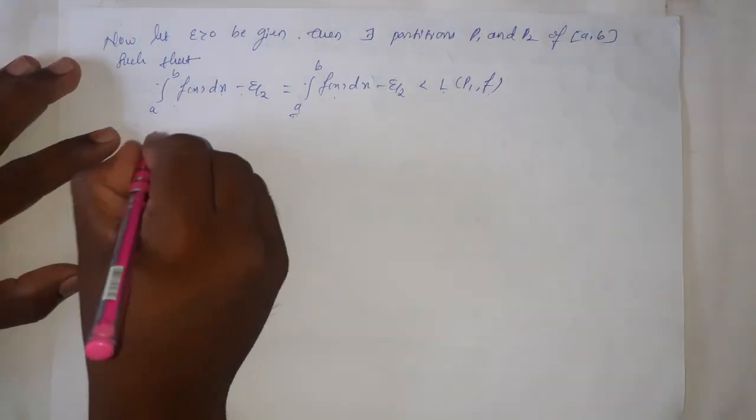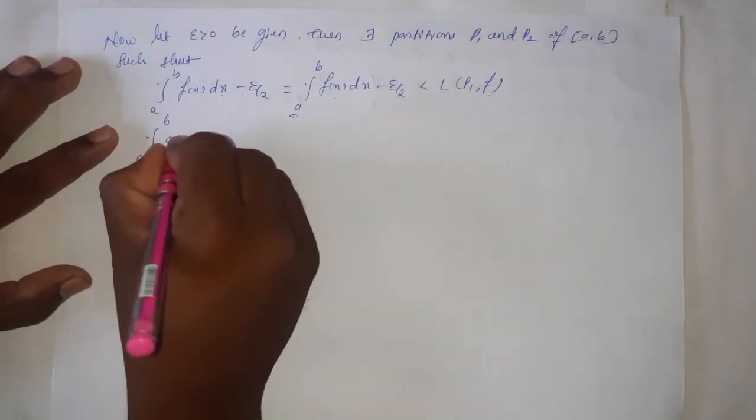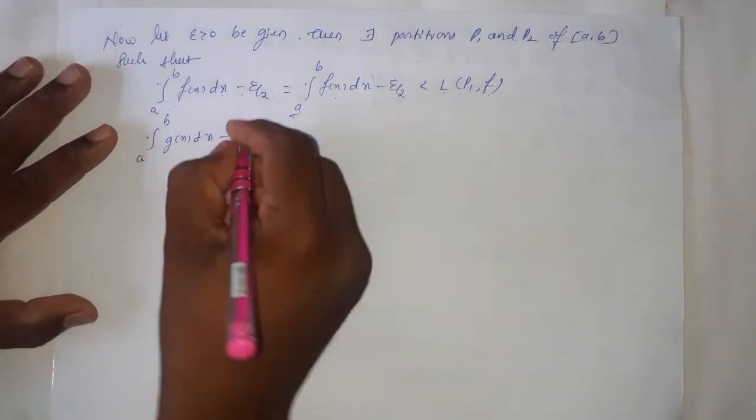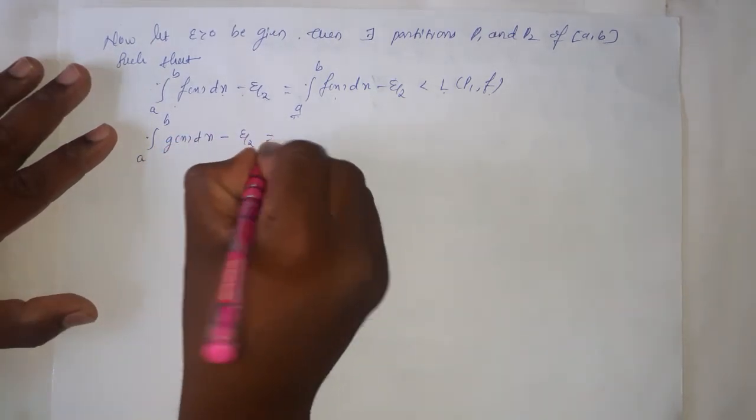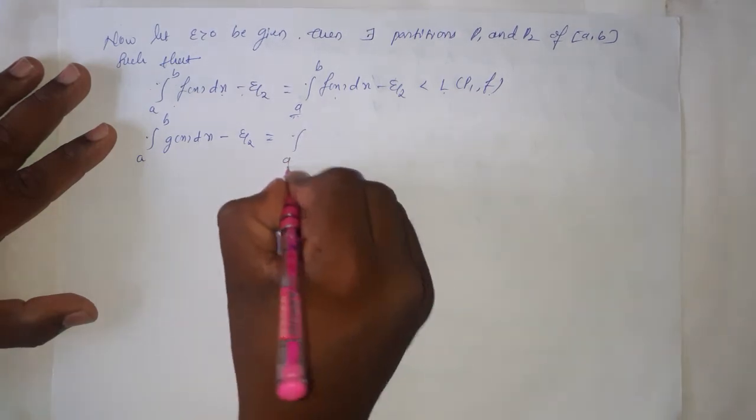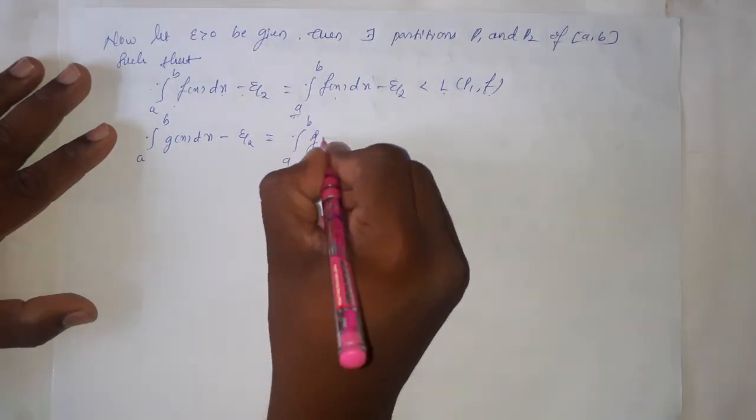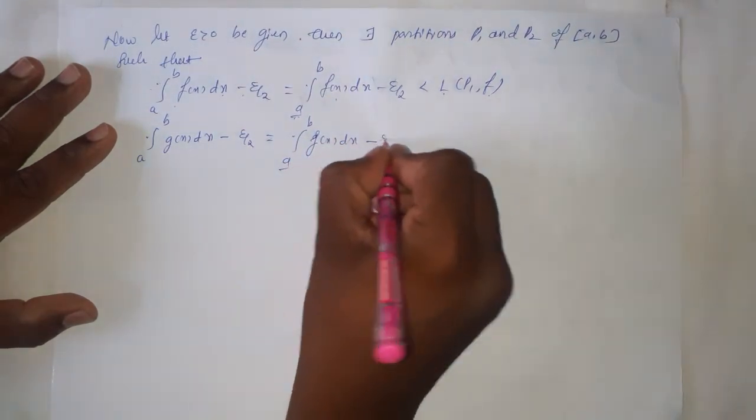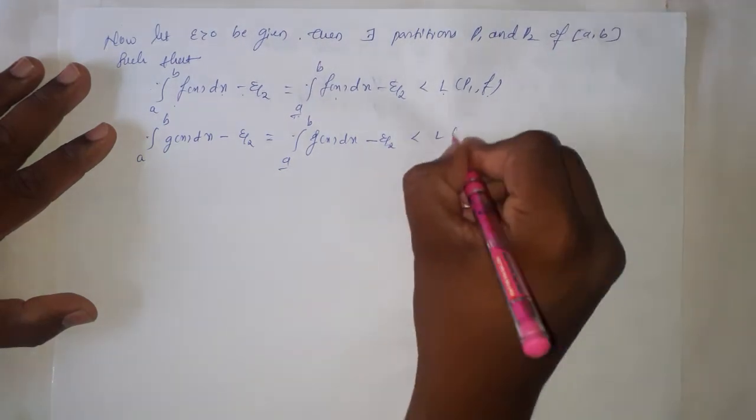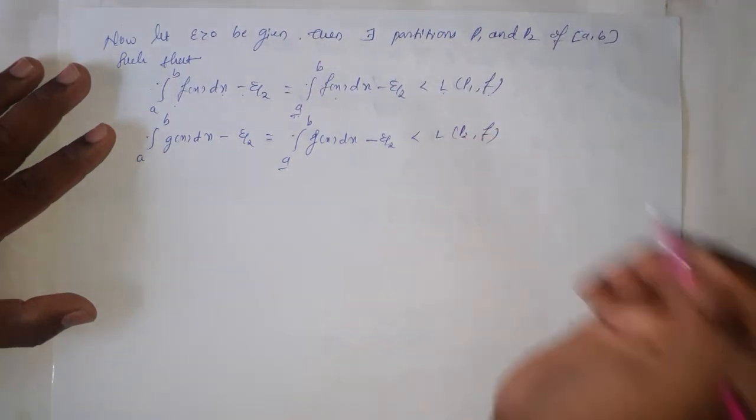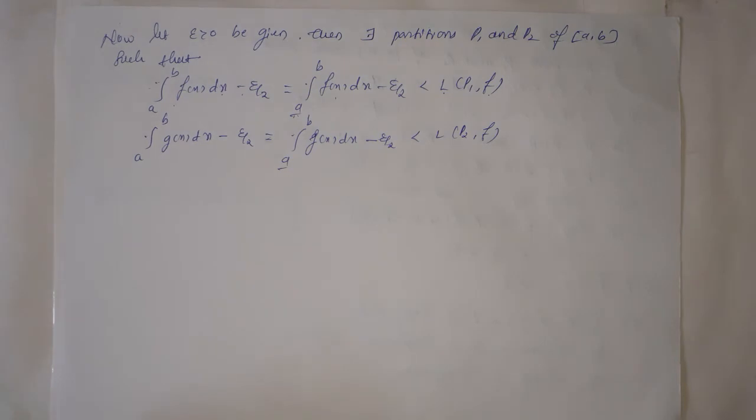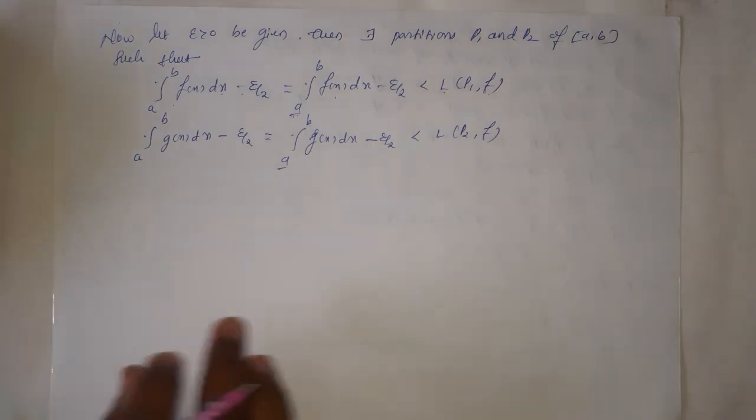Then integration over a to b of g of x dx minus epsilon by 2 is equal to the upper integral a to b of g of x dx minus epsilon by 2, which is less than L(P2, g). This is also by using the same Darboux theorem, where we have replaced the function f of x by g of x.